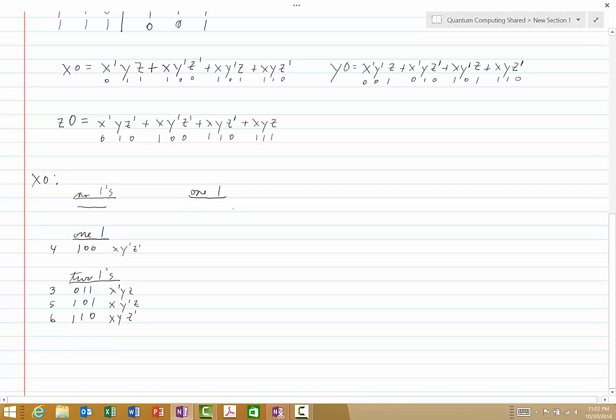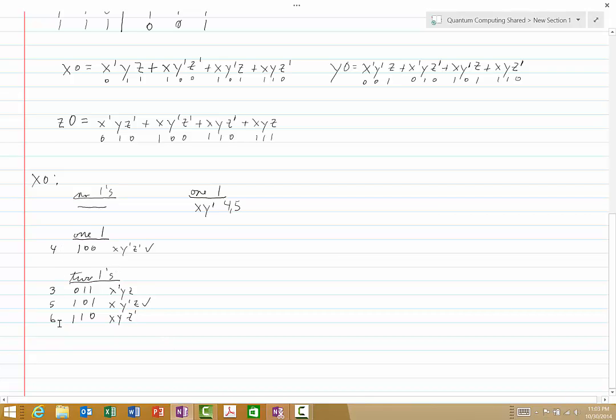But the next one is 4 and 5, and in that case, the upper number is smaller than the lower number, and the difference between them is 1, which is a power of 2. So these should be able to be combined. And we notice that these differ only in the Z position. So that will drop out, and we'll be left with XY prime. So we have XY prime, and that is the result of combining 4 and 5. And we need to put a check by 4 and a check by 5.